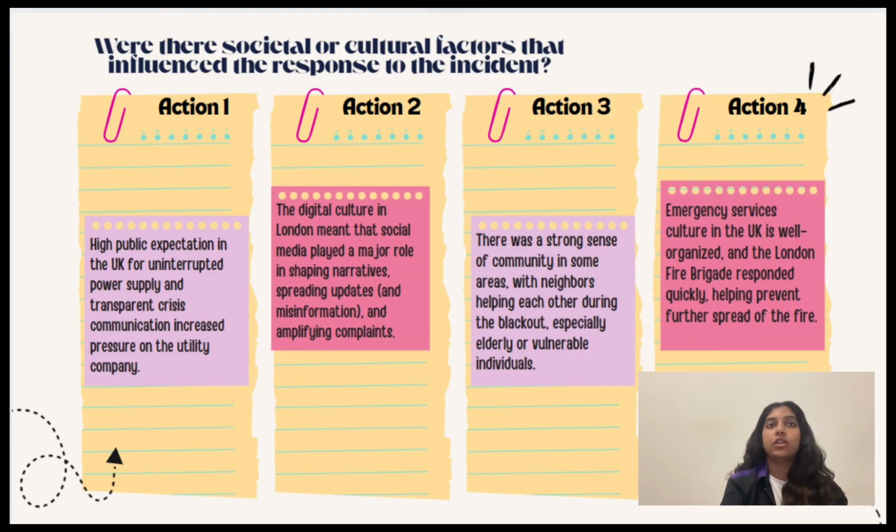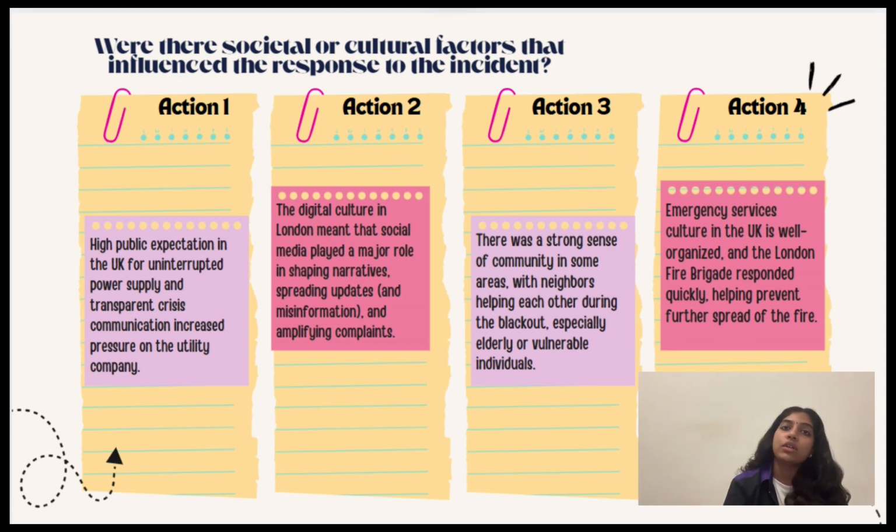Were there societal or cultural factors that influenced the response to the incident? Yes. High public expectations in the UK for uninterrupted power supply and transparent crisis communication increased pressure on the utility company. Next, the digital culture in London meant that social media played a major role in shaping narratives by spreading updates and wrong information, which amplified complaints.